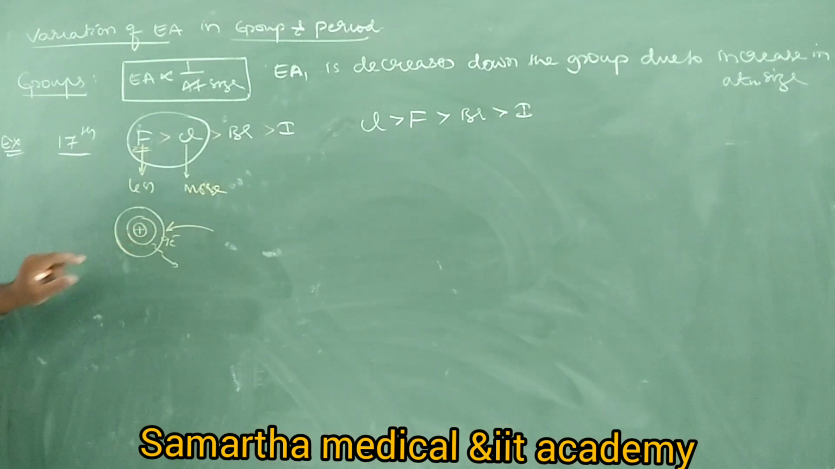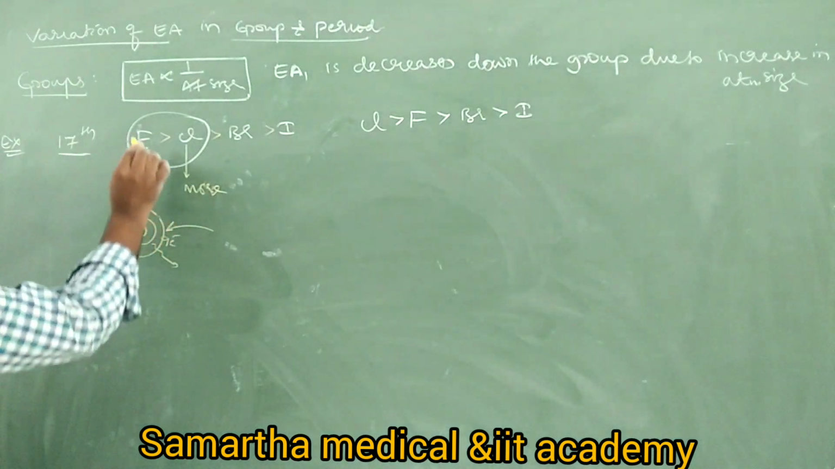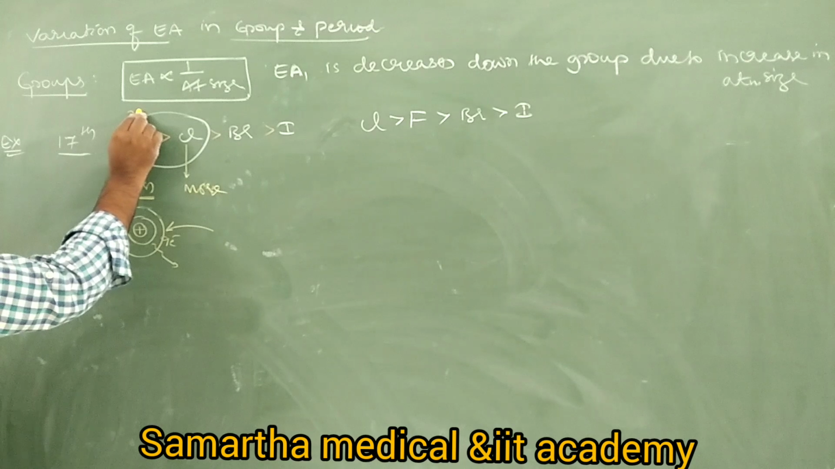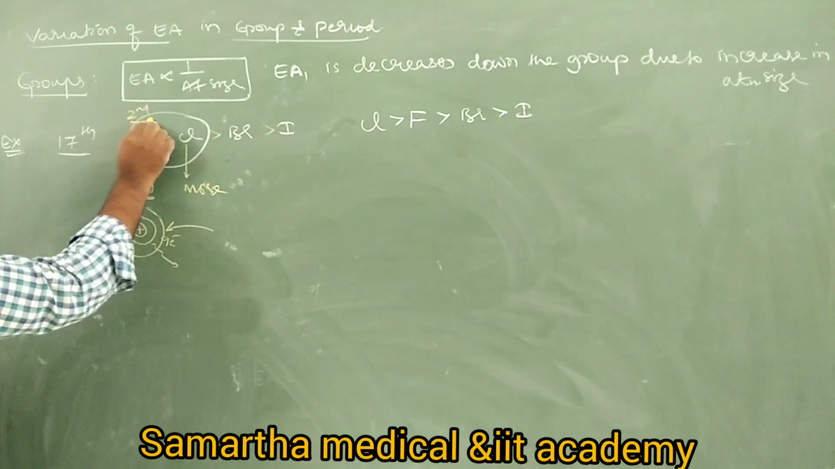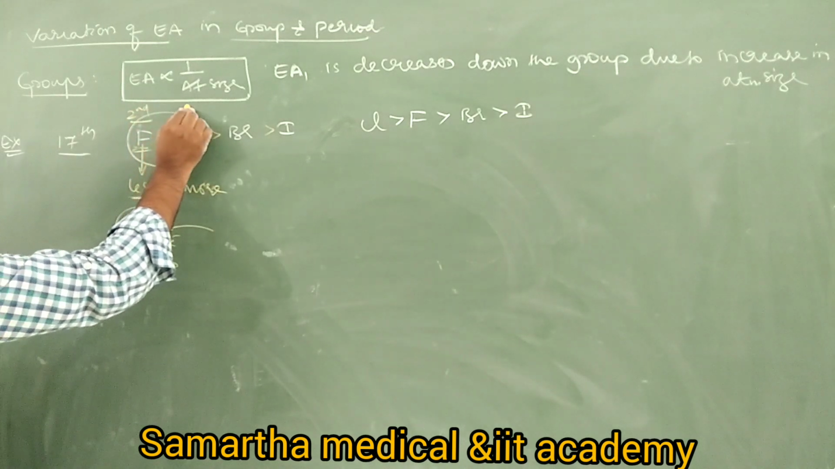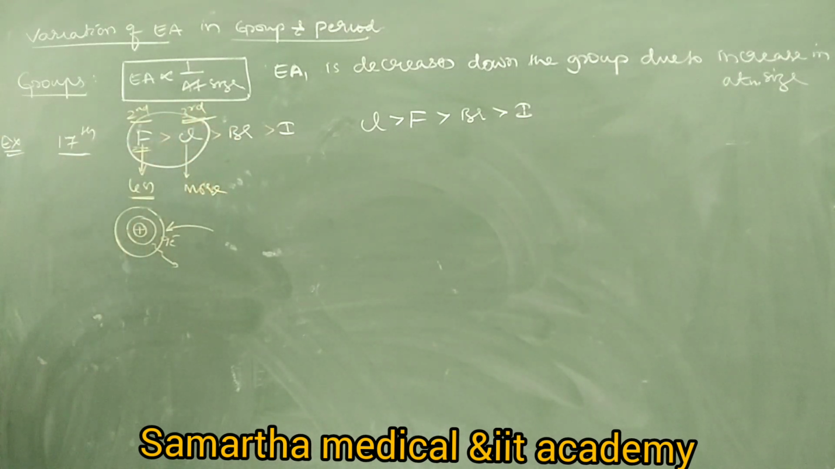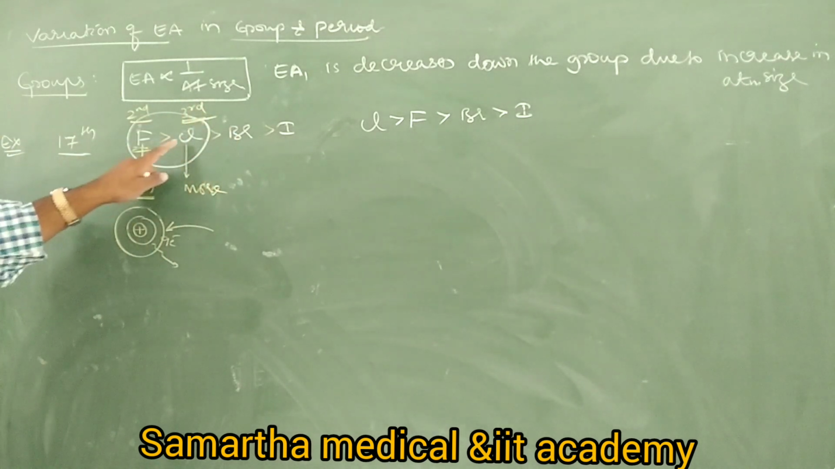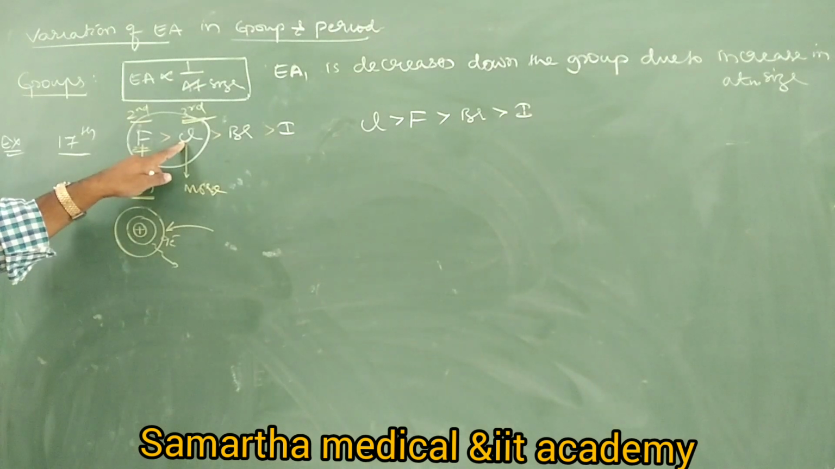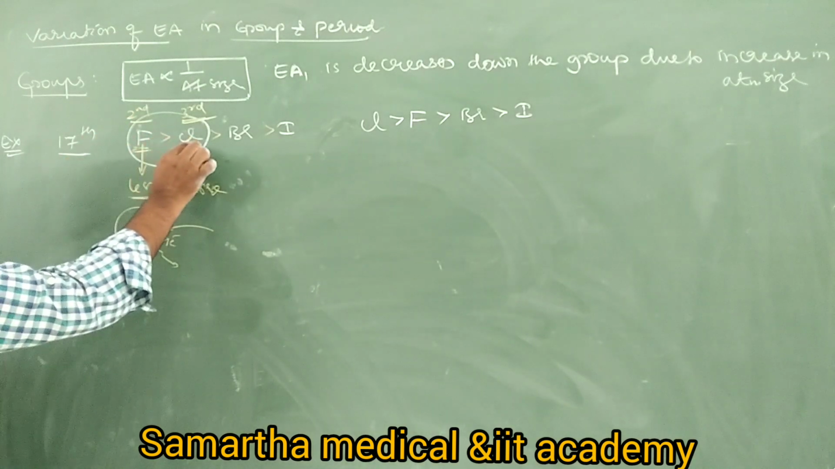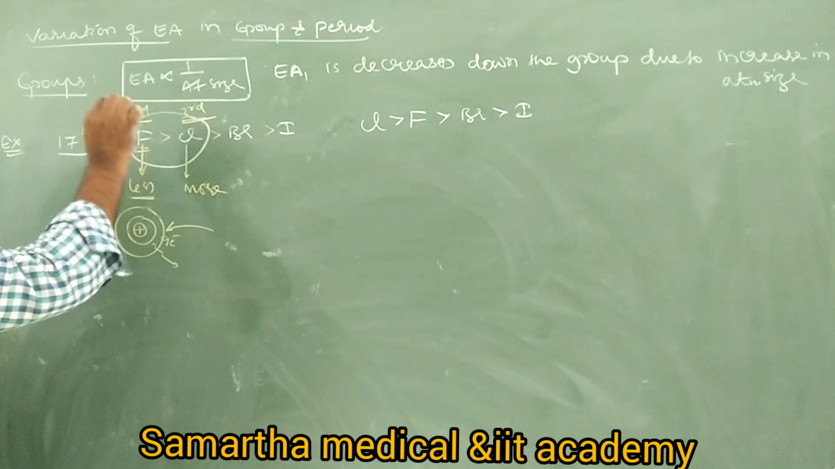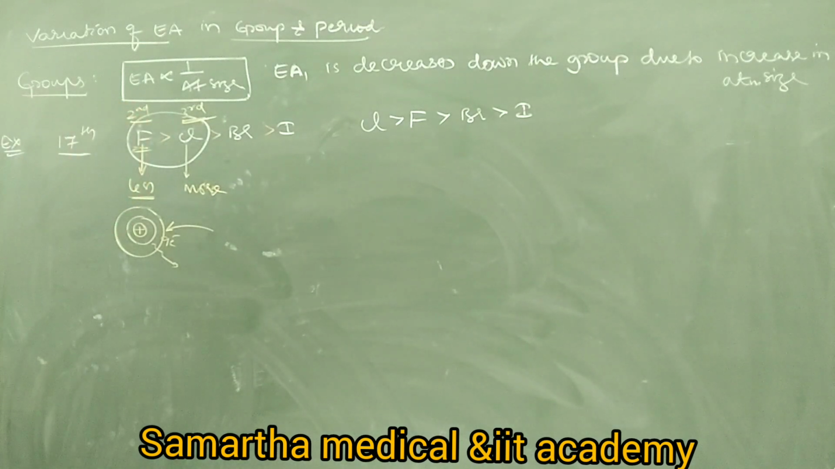Okay. Next. But in general, fluorine is a second period element, right? Chlorine is a third period element. So in general, the electron gain enthalpy of a third period element is always greater than that of a second period element. Okay, so this is applicable generally for p block elements.